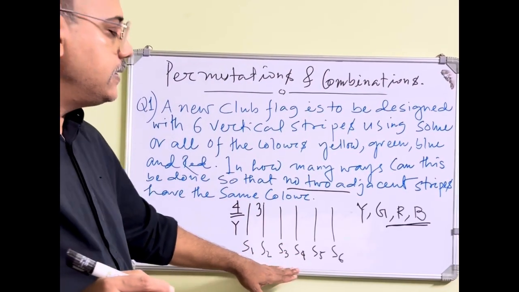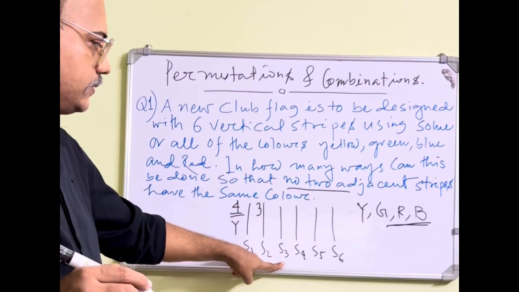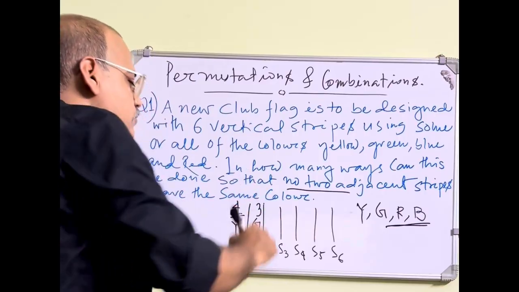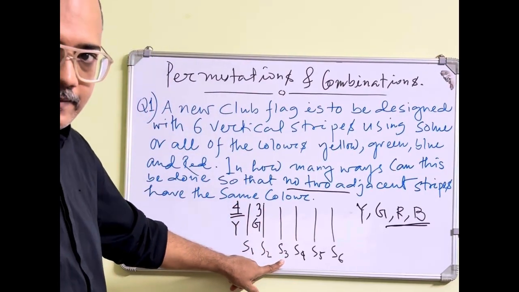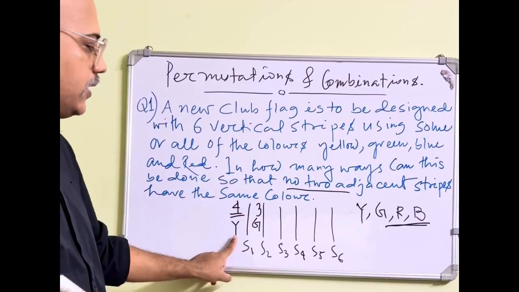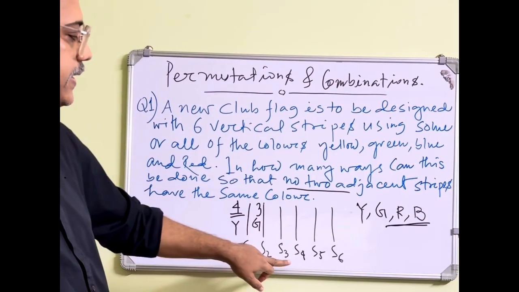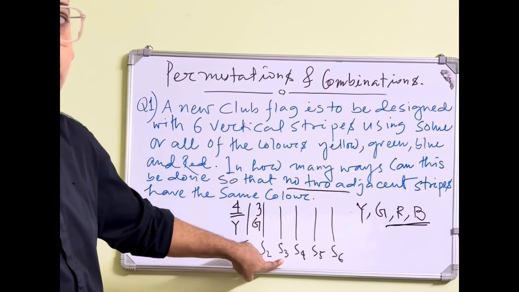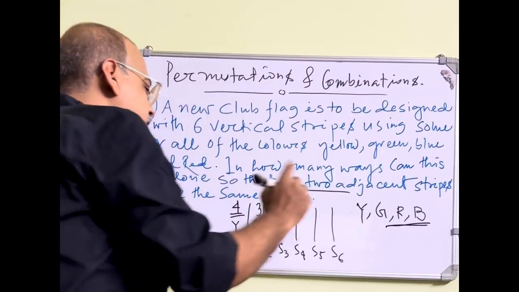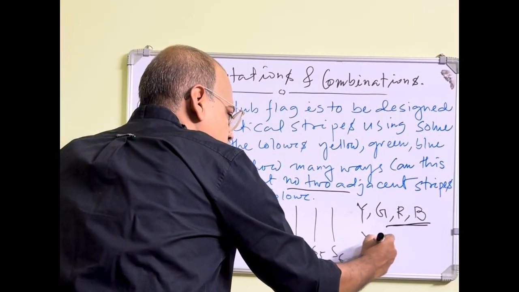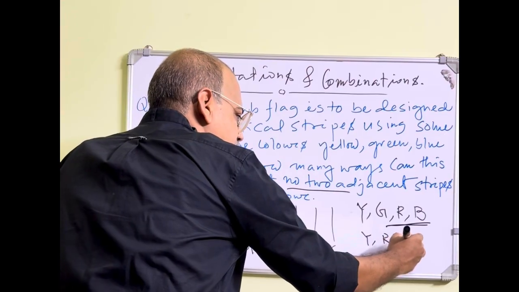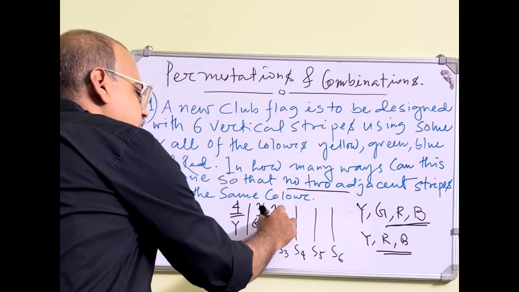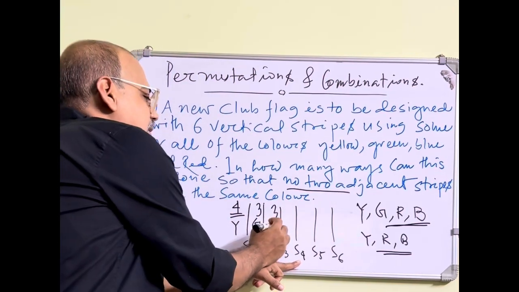Now I need to color the third strip. Let's say I have colored S2 as green. So I cannot color S3 as green, but yellow, which I used for the first strip, can be used for S3. So how many options are left for S3? I have 3 options: yellow, red, and blue. So I can color it in 3 different ways.